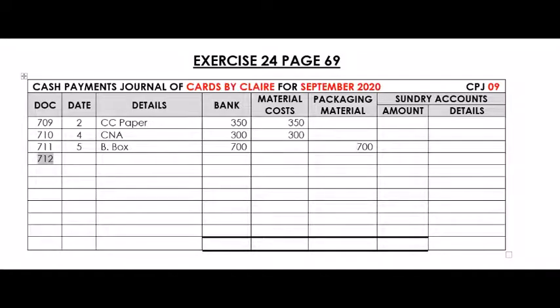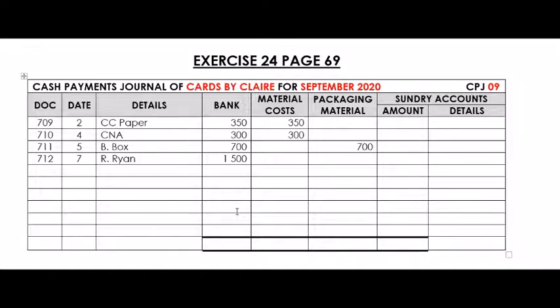So it's check number 712 on the 7th. We are paying R. Ryan 1,500 Rand. And now this is for rent expense. So it won't go to material costs and it won't go to packaging. Okay, because it's not materials or packaging. Where will it go? To sundry accounts.